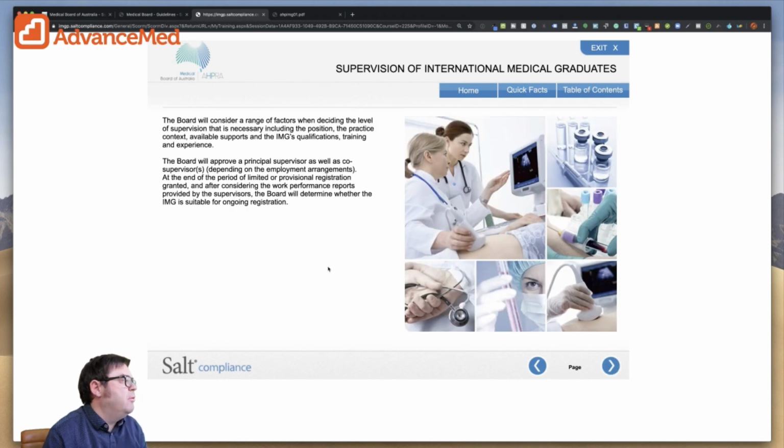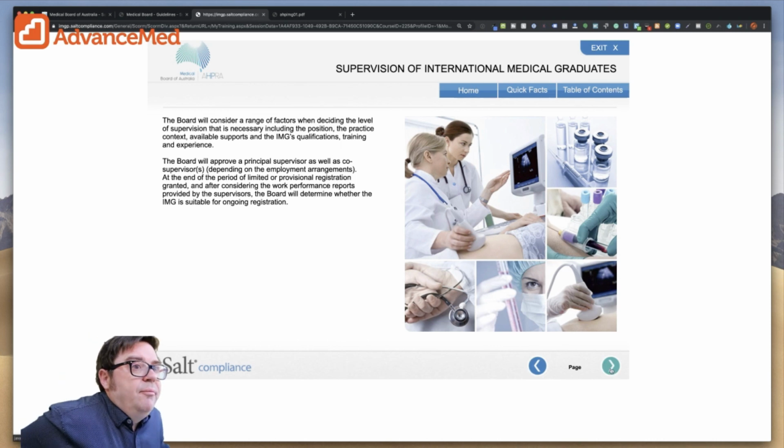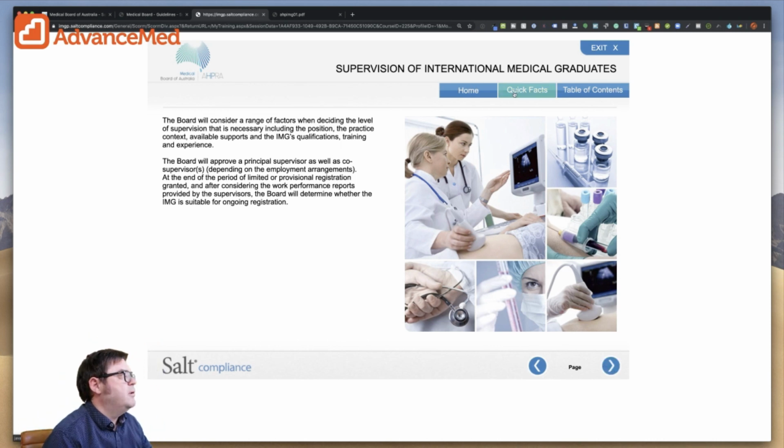Anyway, the board will consider a range of factors. Yes, we'll approve a principal supervisor as well as a co-supervisor and determine whether the IMG is suitable for ongoing registration at the end of the period. Okay, so quick facts, the same thing. Okay, click.